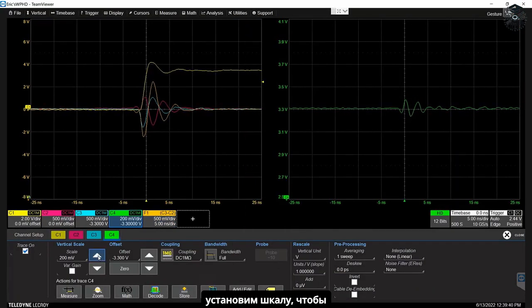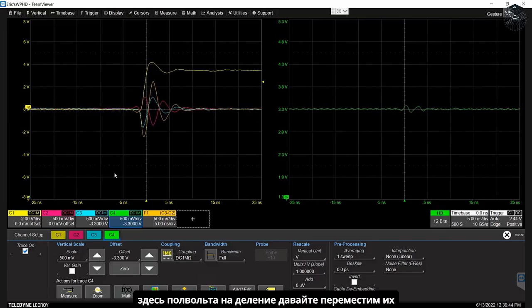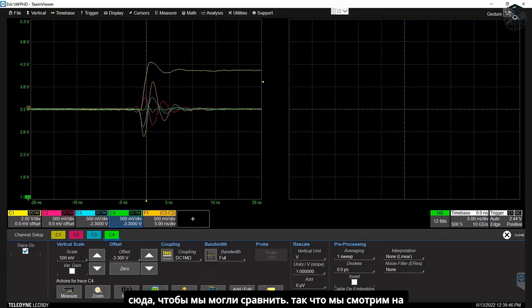Let's set the scale to be the same. So here are half a volt per division. Let's move them over here so we can compare. So we're looking at the rail compression on the die. Here it is in orange. And here's the voltage noise on the board rail. And you can see a dramatic difference, much less.